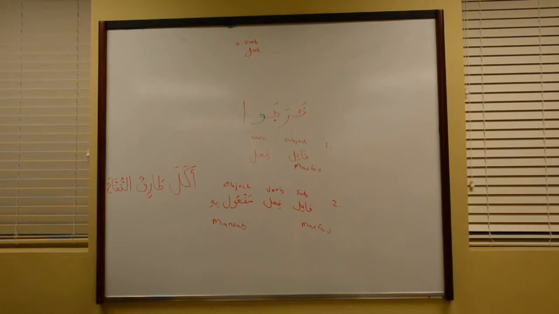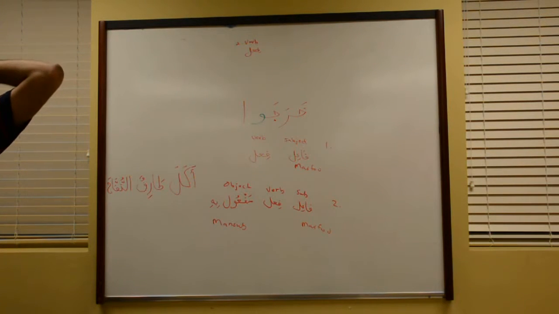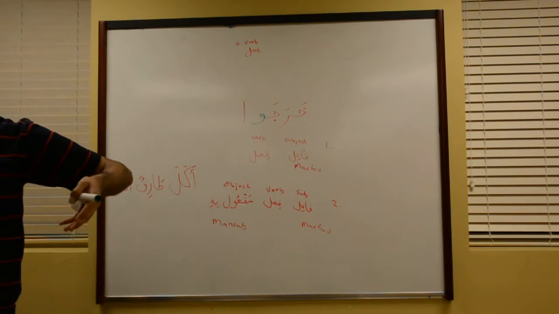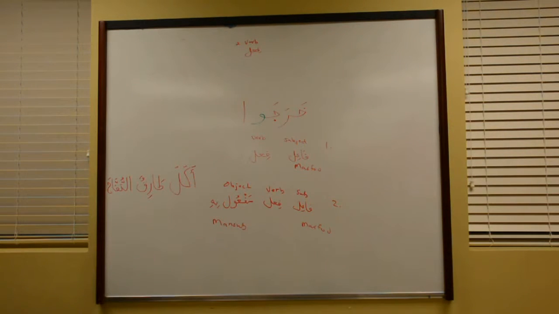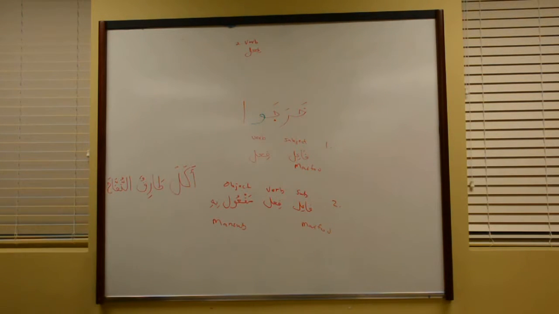So what would you circle as the object? Jaluta. What does Jaluta mean? Goliath. It's a name, but in this case it's the object, and that's why it's mansub. What would you underline as the subject? Dawood. So Dawood is marfu' and Jalut is mansub.